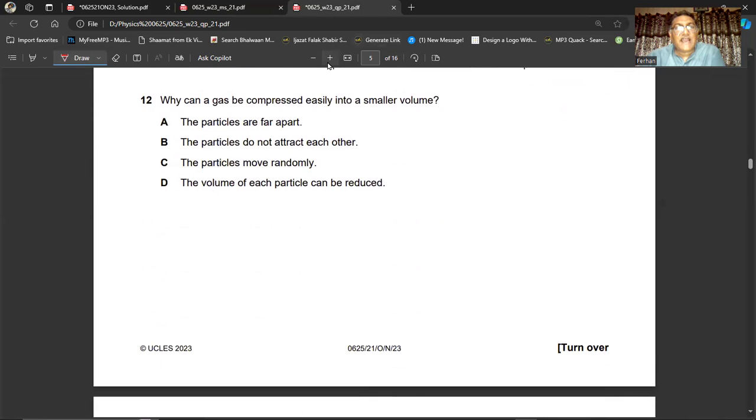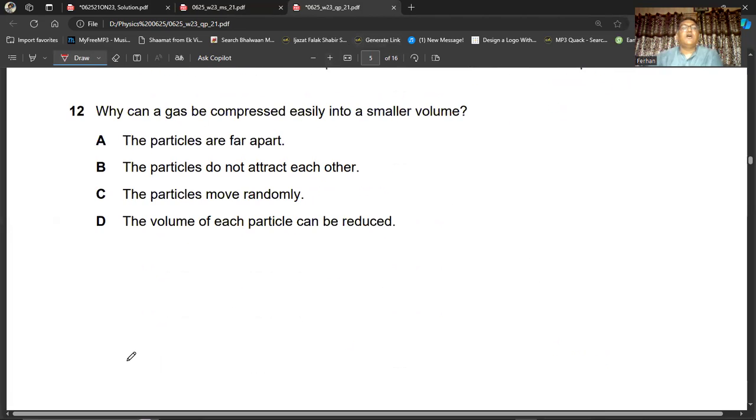Okay, so here we have question number 12. He says, why can a gas be compressed easily into a smaller volume? You see, normally when this question comes in theory paper, we say the force of repulsion between the particles of the gas is less. That's why you can bring them closer to each other. But here, that option is not given. Option A is the particles are far apart.